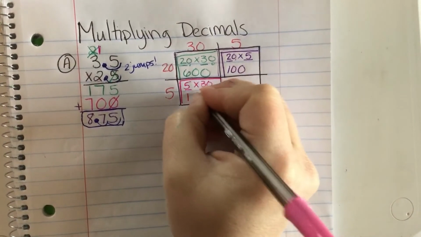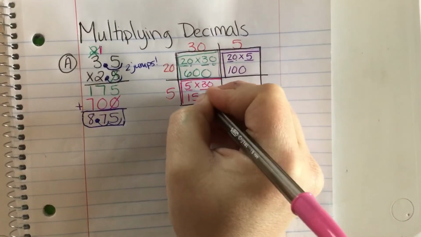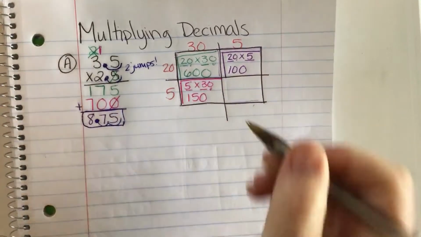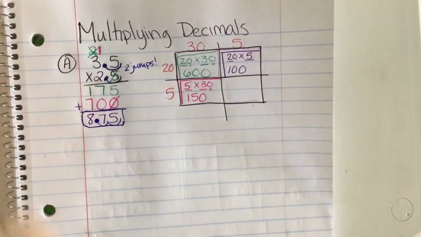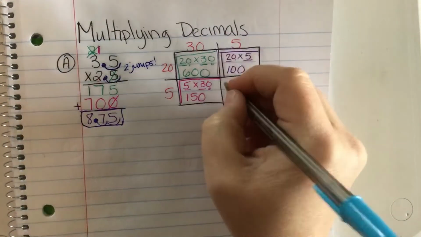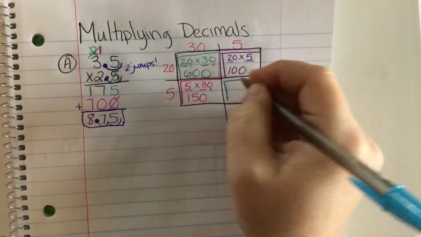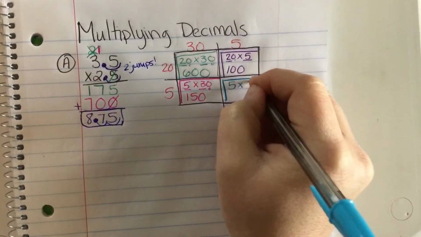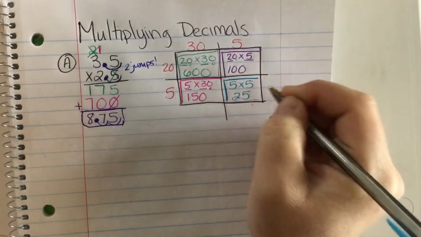5 times 3 is 15. 10 in a question, 10 in an answer. Again, that's all because of powers of 10. And then our last box here, this is 5 times 5, which is 25.